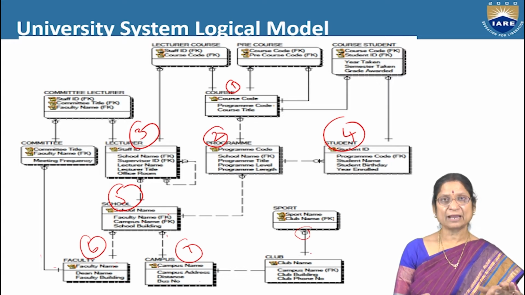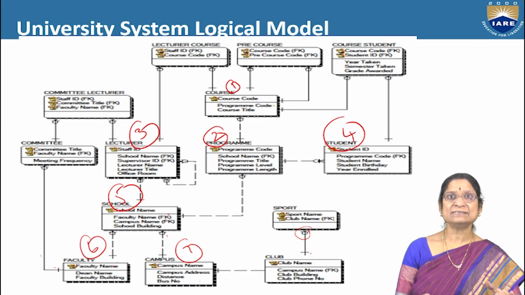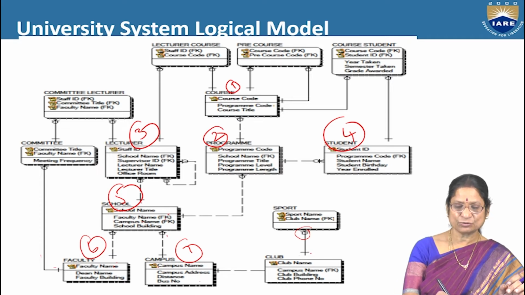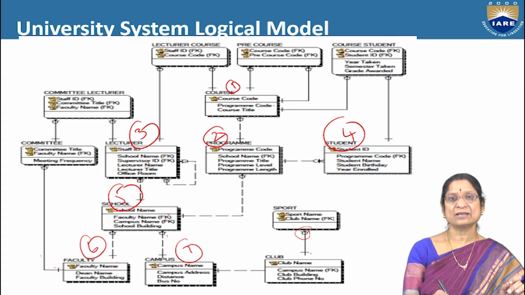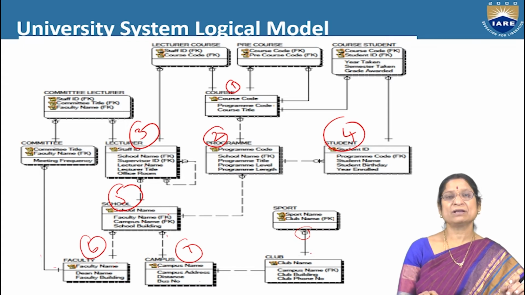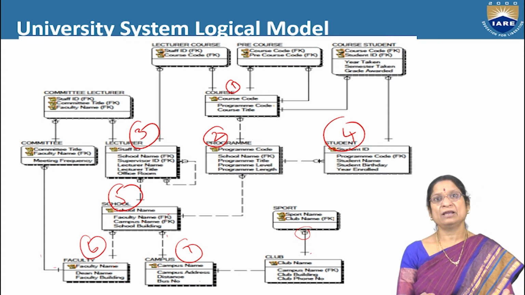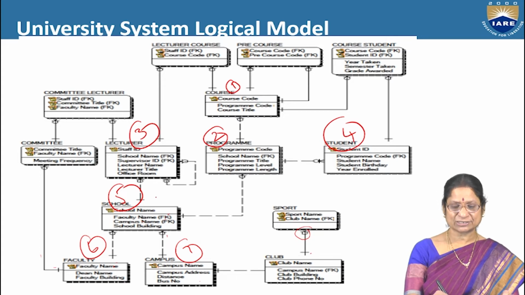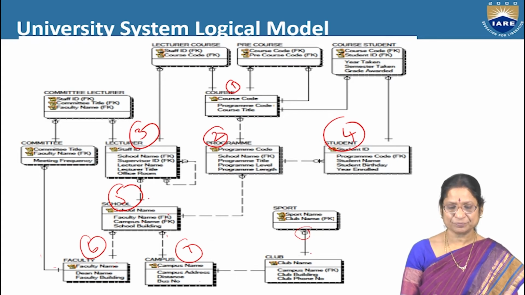But remember, how are these committees comprised? These committees are formed as a group of lecturers. So each school has multiple lecturers. That's why it is one-to-many, because each lecturer can work only in one school. So the school to lecturer relationship is one-to-many.